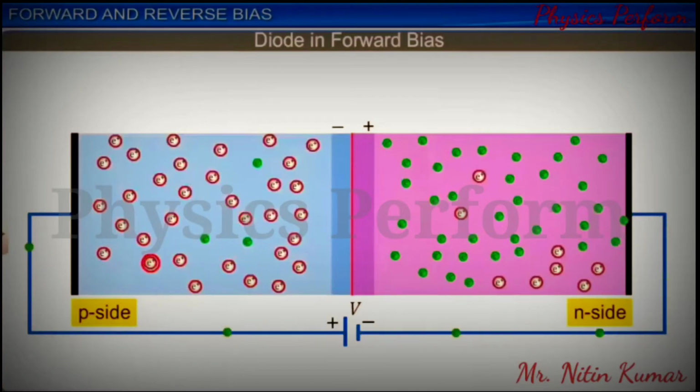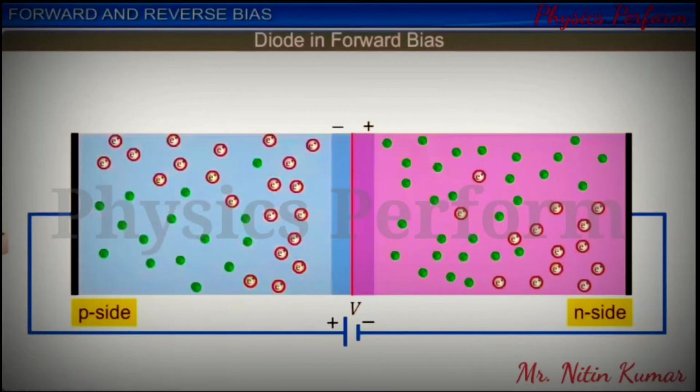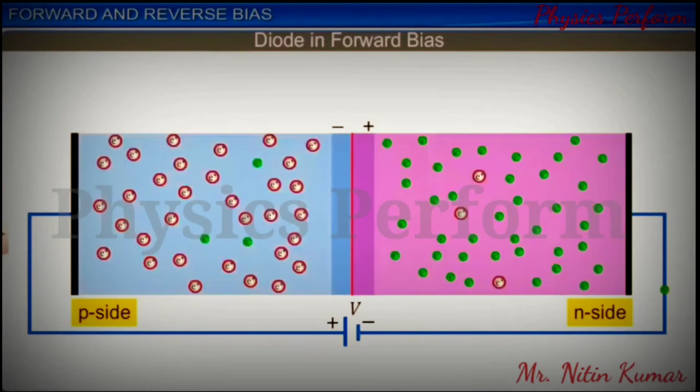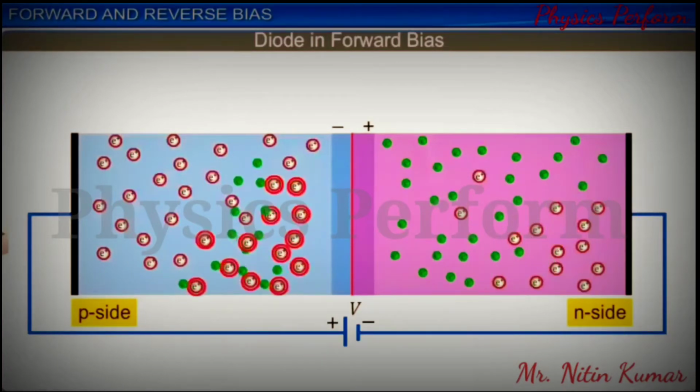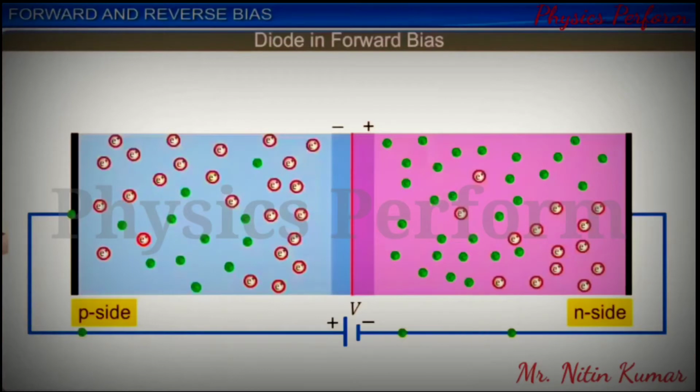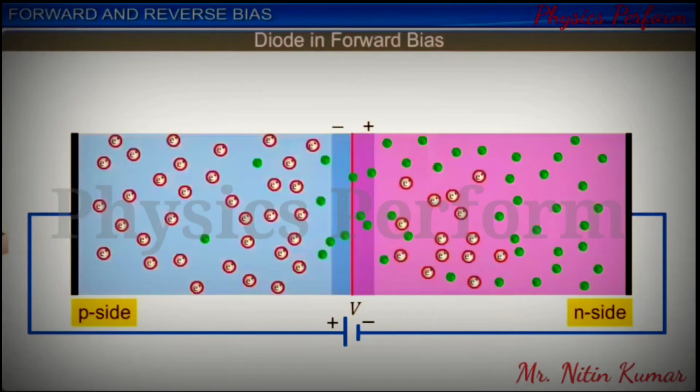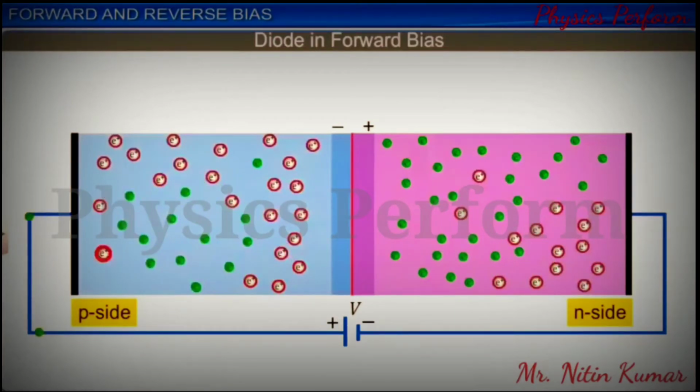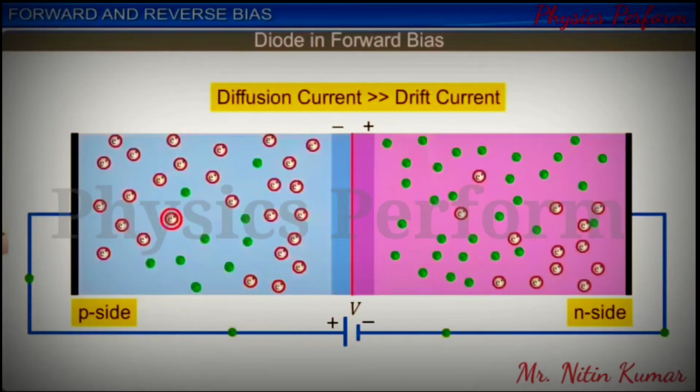But the drift current remains almost unaffected since the rate of formation of hole electron pairs is almost constant and is independent of the electric field applied by the battery. Thus, the diffusion current exceeds the drift current, and a net current flows from the p side to the n side in a forward biased diode.